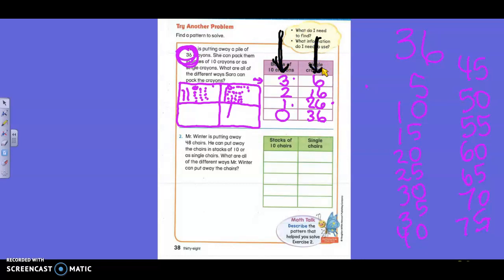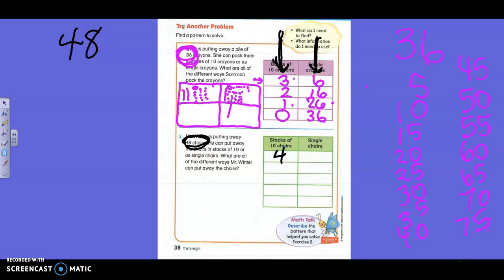Okay, Mr. Winter's putting away 48 chairs. You can put them in stacks of 10 or as single chairs, which is 1. If you're single, it's only you, there's 1. What are the different ways Mr. Winter can put away the chairs? Okay, our number is 48, right? How many tens should we have when we start? Looking at 48, how many tens? 4 tens.